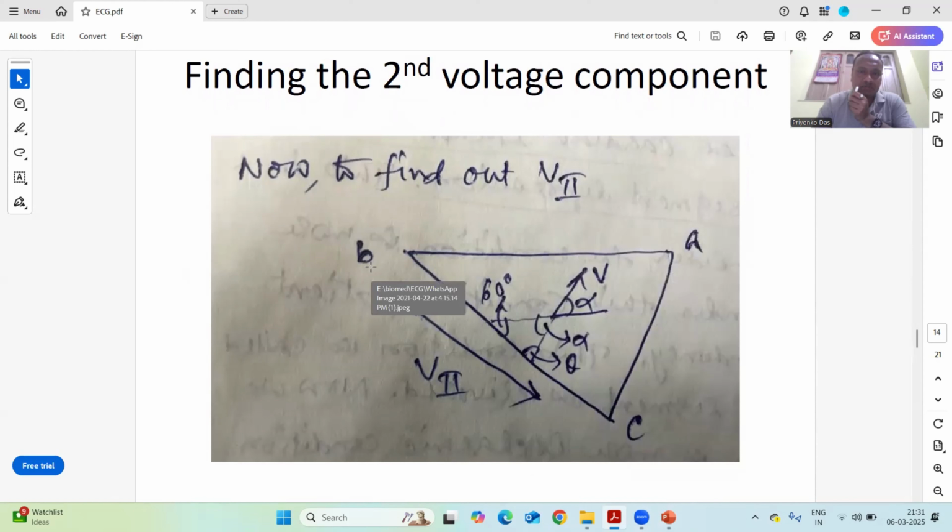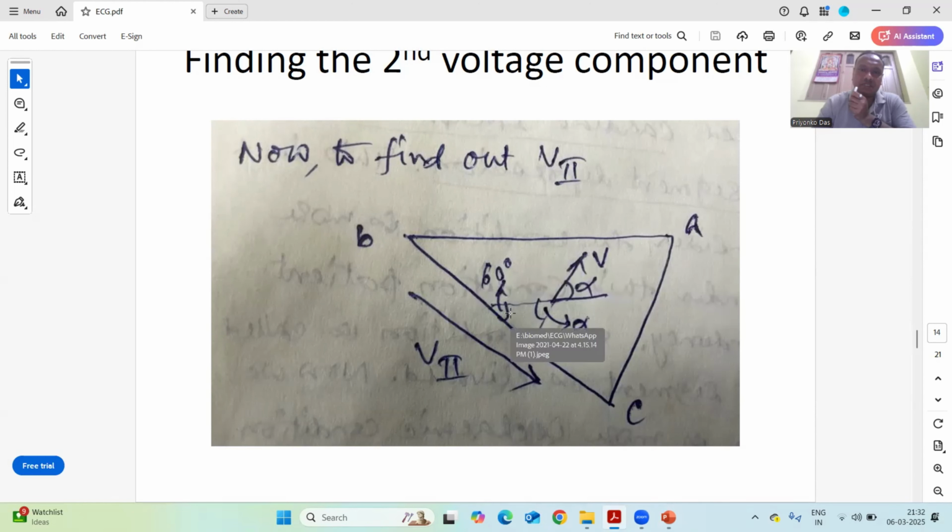This is the right arm B, left arm A, left leg C. Okay, and there was the particular dipole, single dipole, which is a voltage source at an angle alpha over here. Now, as it is an equilateral triangle forming over here, if this angle is alpha, I suppose this angle is theta, then obviously this angle will be 60 degree, as the outer circle being an equilateral triangle. Obviously this angle will be 60 degree, as you know.